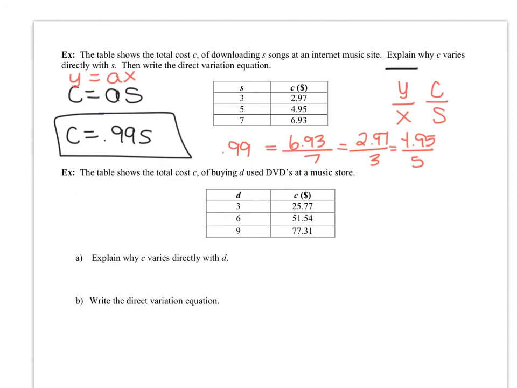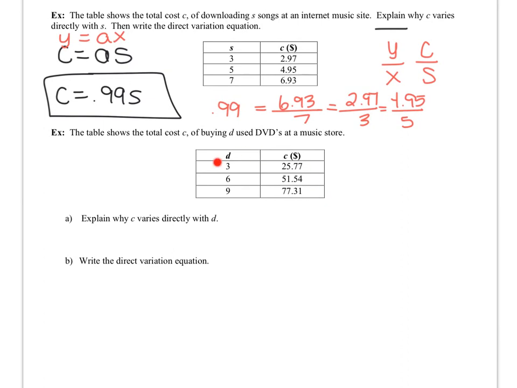So you're going to pause the video. You're going to try this example down here. So first you're going to explain why C varies with D. And then once you've explained that, you can write your direct variation equation. Press play when you're ready to check your answers.